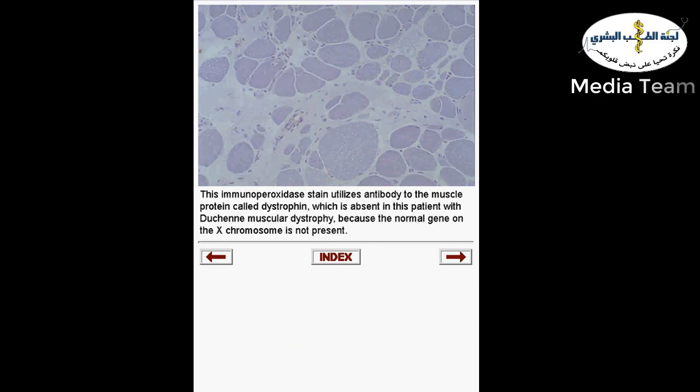This is the second person, a patient with Duchenne muscular dystrophy. We do the same immunostain for dystrophin, and it's negative. If you look at the cell membranes, you don't see the brown staining. It's completely absent in this patient with Duchenne.